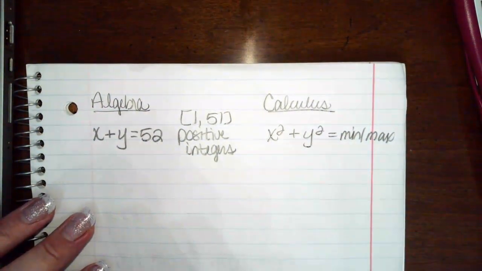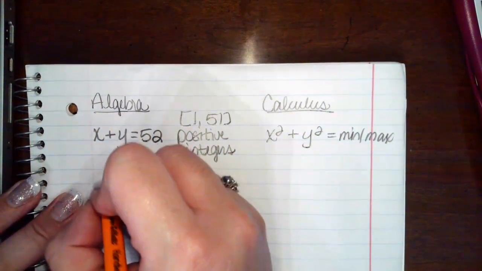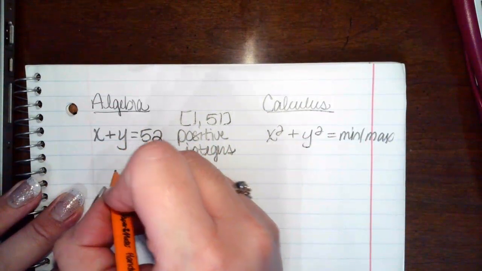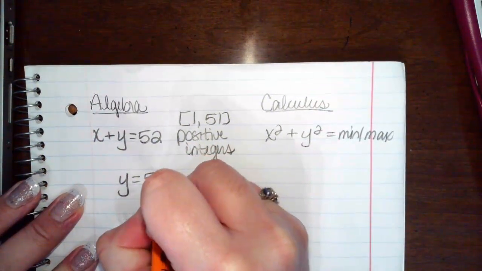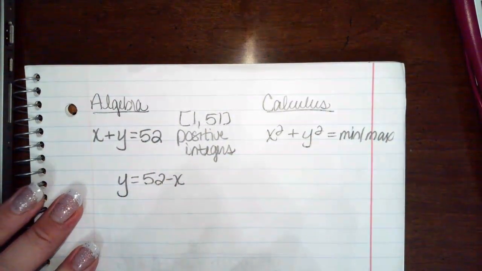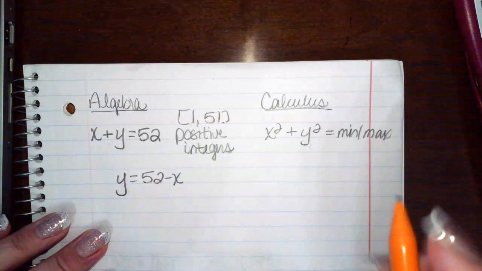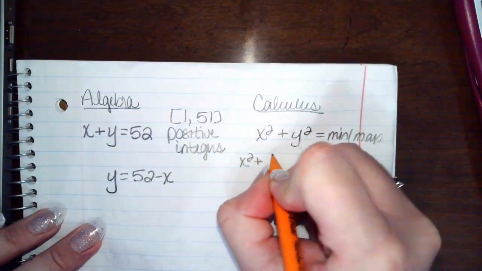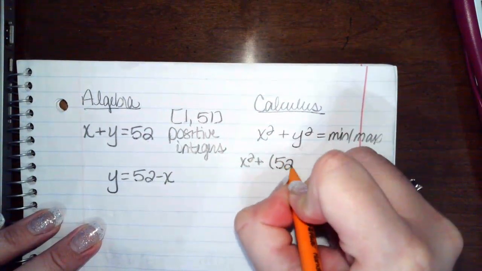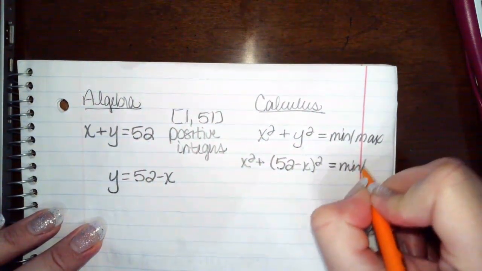Okay, so what I can do from here is come back over to algebra and solve for one of the variables. So I'm going to choose to solve for y. So y is 52 minus x. And then I'm going to take that and plug it in for y over here. So I've got x squared plus y squared, which is x squared plus (52 minus x) squared, is a min or a max.